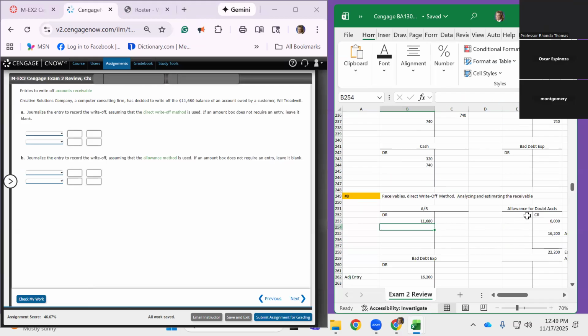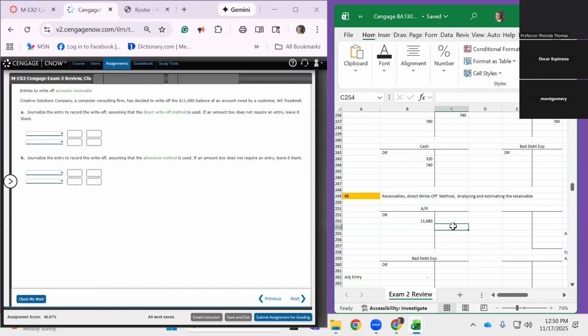accounts receivable. Okay. So this does not have the allowance. So I'm going to take out this, even though I'm going to need it again here in a minute. It'll be all right. I'll rename it. All right. All they have is bad debt expense. Okay. So it says, a firm consulting has decided to write off the balance.